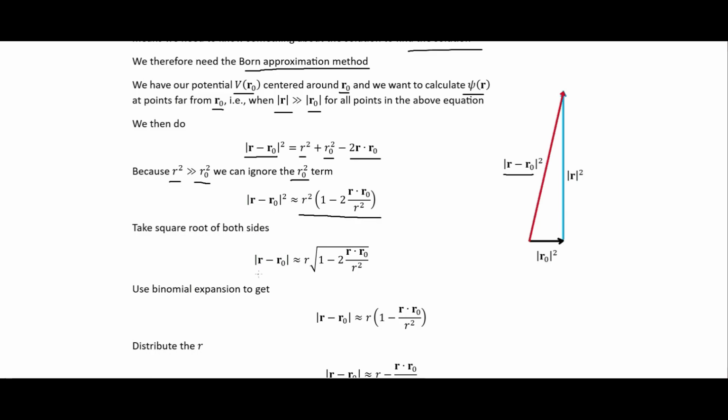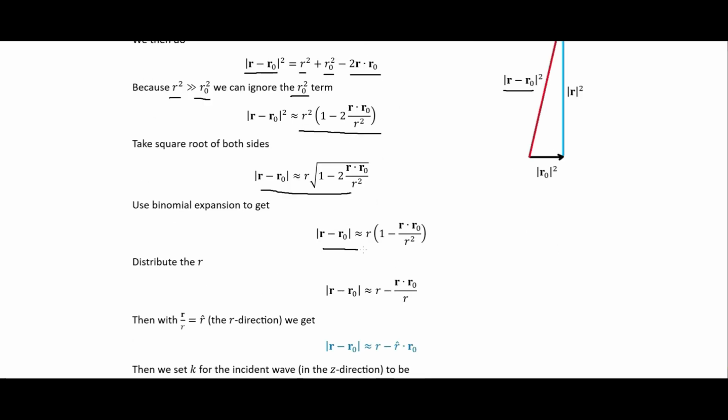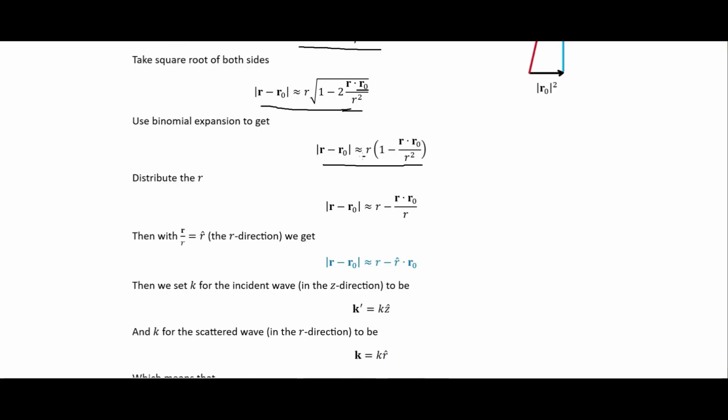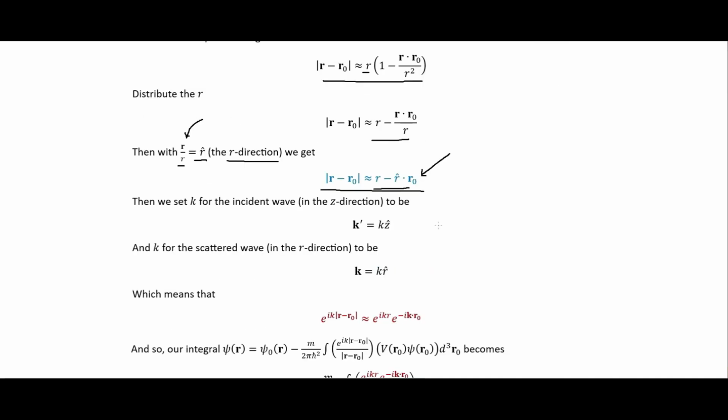So we take the square root of both sides to get this. We use the binomial expansion to get it in this form here, since the higher order terms on here will be very small because of this r sub naught term here. Then we distribute this r into it and end up with this, and then this r vector here divided by r just gives us the r hat here, which is just sort of the r direction. So it's just the sort of basis vector in the r direction. And so what we end up with is this right here, where r minus r sub naught is equal to this r minus the component of r sub naught here in the r direction.